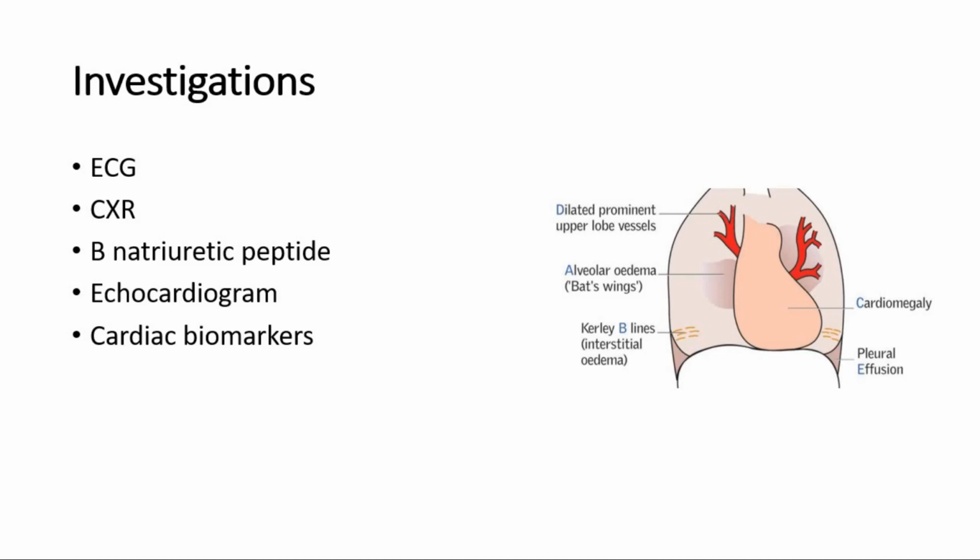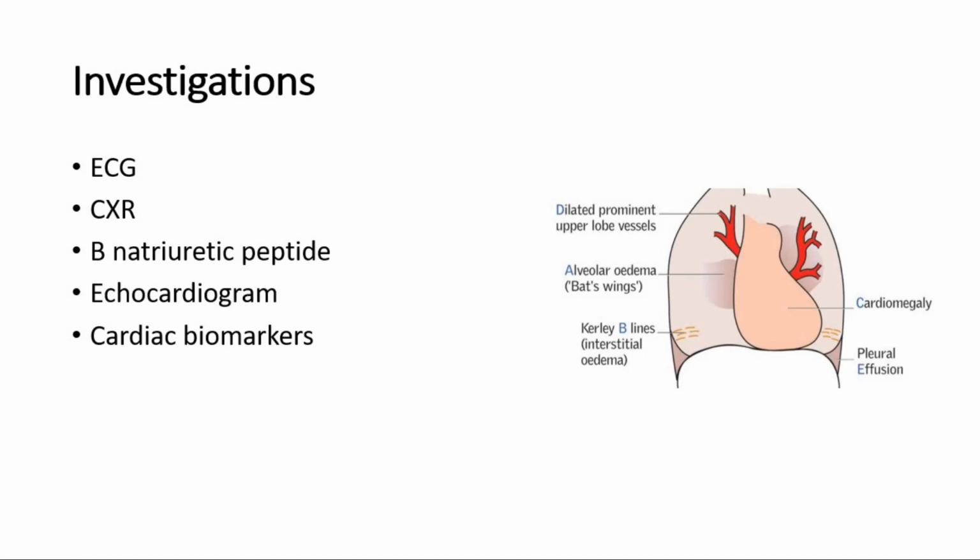We can also do chest X-ray, where there are 5 typical findings of heart failure, known as ABCDE. Shown in this picture over here, A is alveolar edema, B is Kerley B lines, C is cardiomegaly, D is dilated prominent upper lobe vessels, and E is pleural effusion. These are the classic chest X-ray signs for heart failure.